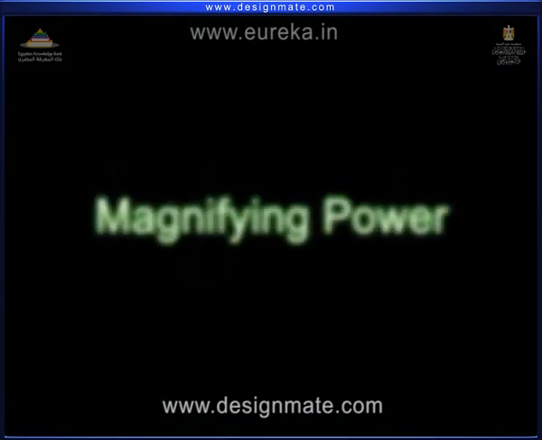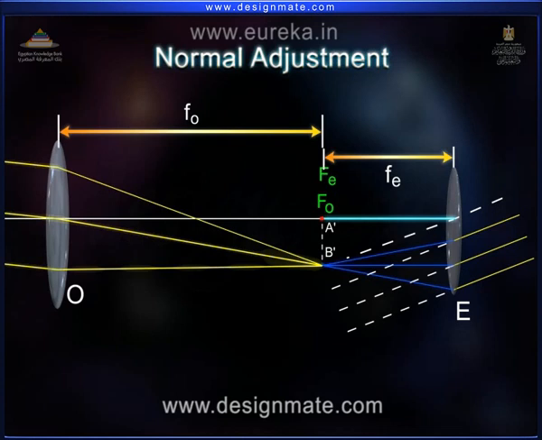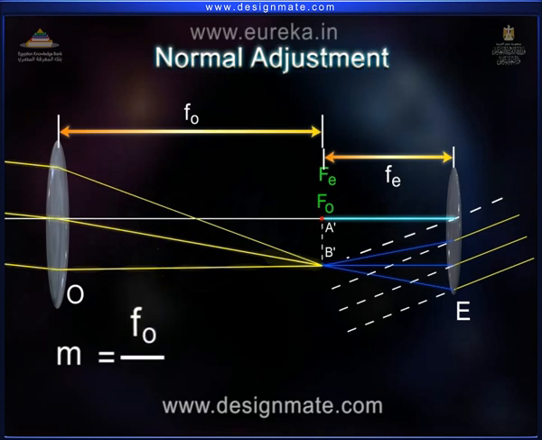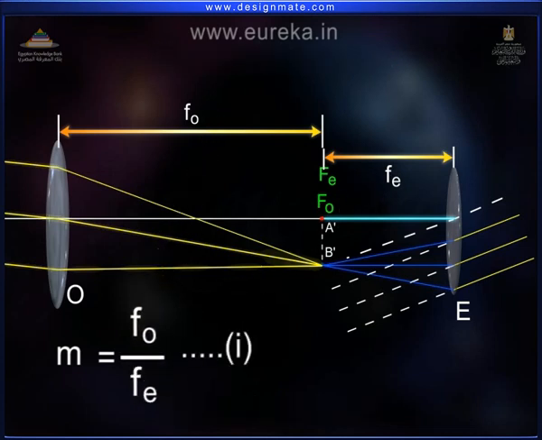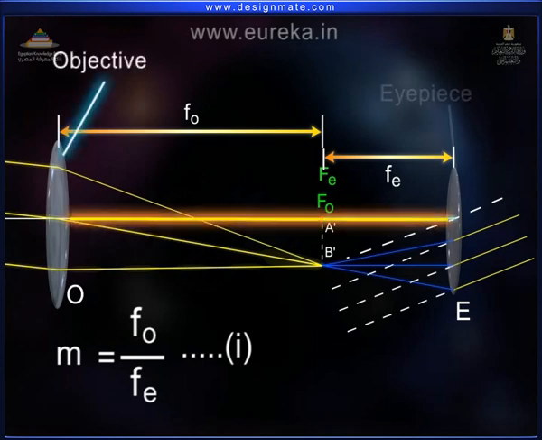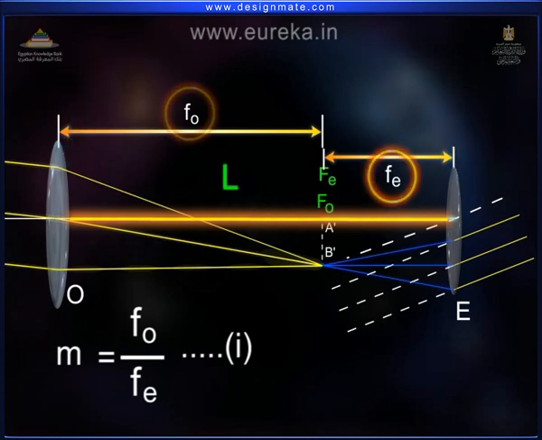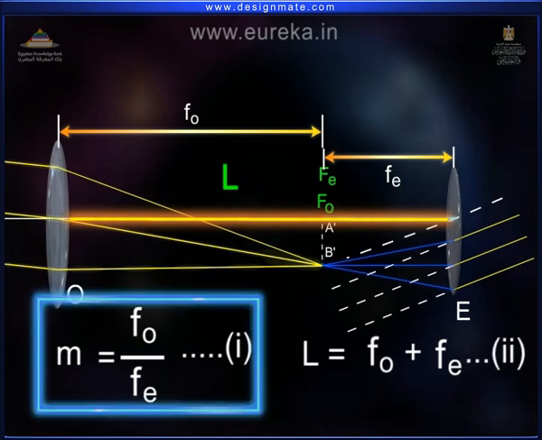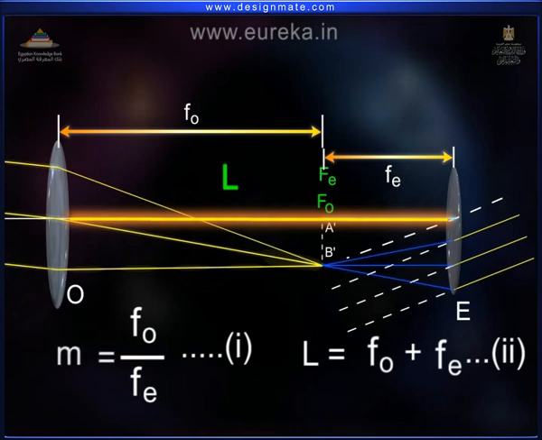Magnifying power. In normal adjustment of the telescope, the magnifying power M is given by M equals FO upon FE, equation 1. Further, the distance between objective and the eyepiece, that is the tube length L of the telescope, is equal to the sum of their focal lengths. Therefore, L equals FO plus FE, equation 2. From equation 1, it is clear that for increasing magnification of the telescope, an objective must have a large focal length, whereas an eyepiece lens must have a short focal length.